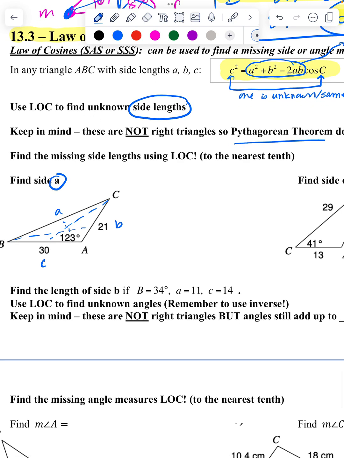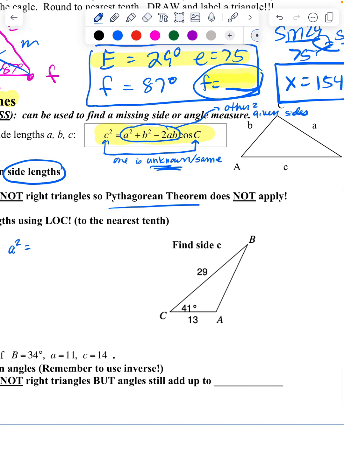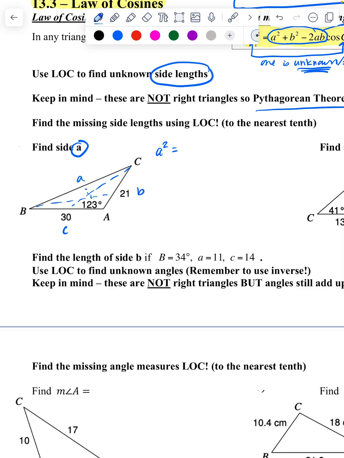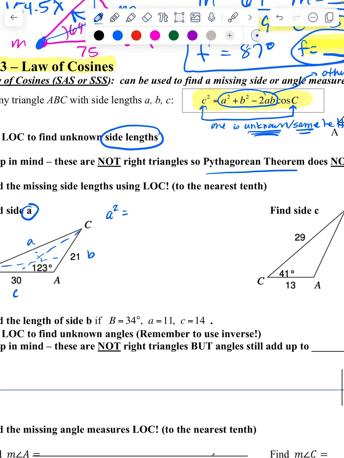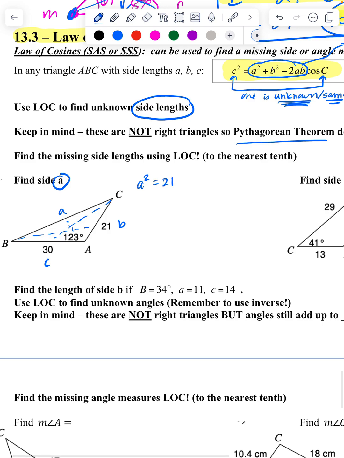But like I was trying to say, don't be too obsessed about what letters you're using. In this case, if we're finding side A, that is my unknown, and I have to start with it. It also means that at the very end, I have to have cosine A, because whatever your unknown is, you have to use the same letter. So if I start with A squared, then the other two given sides go in for the rest of the formula: 21 squared plus 30 squared minus 2 times 21 times 30 times the cosine of angle A, which is 123. These both have to be the same letter. This is angle A, this is side A.